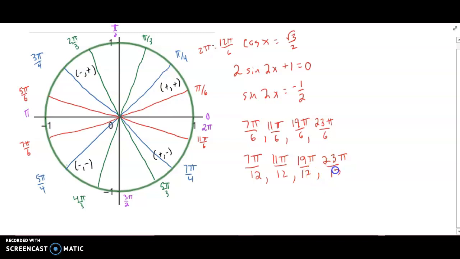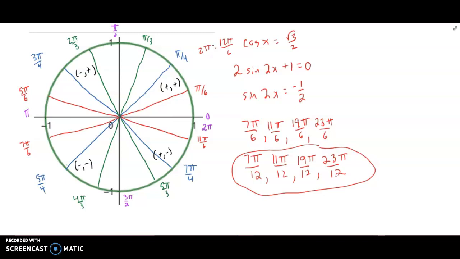And I'm going to do that for all 4 of them. So those are my 4 solutions. Now what I expected was to have 2 answers, because that's typically what we've seen with our trig equations. However, because of that 2x, that actually doubled the number of solutions, because it cut in half the time it took to get those solutions. Whoa, amazing stuff. All right, let's try another one.